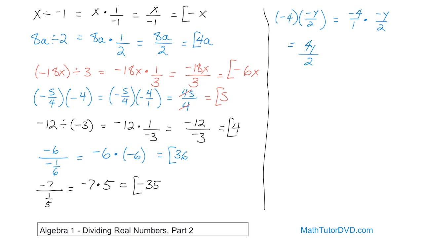So then you look at this and you say, is it done? Well, 4 divided by 2, you can do that division. 4 divided by 2 is going to give you 2y. The y just comes along for the ride.